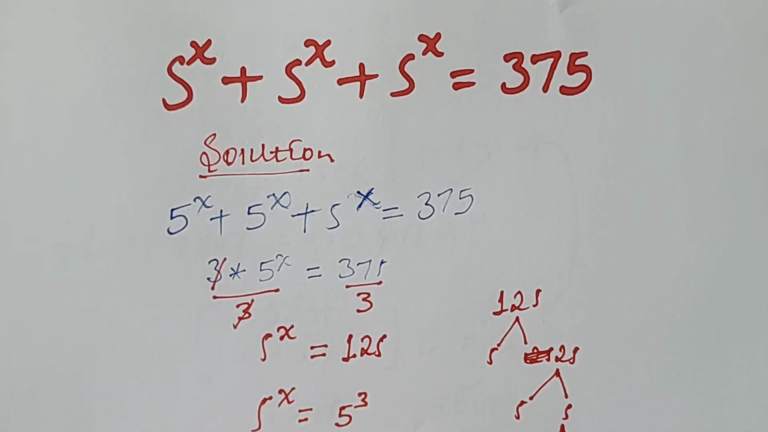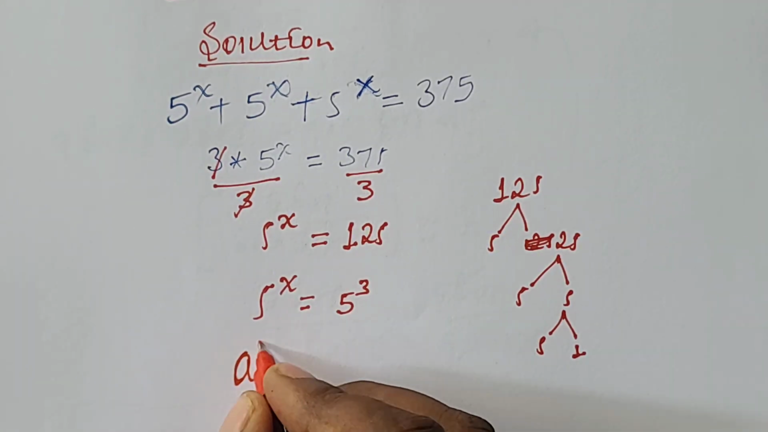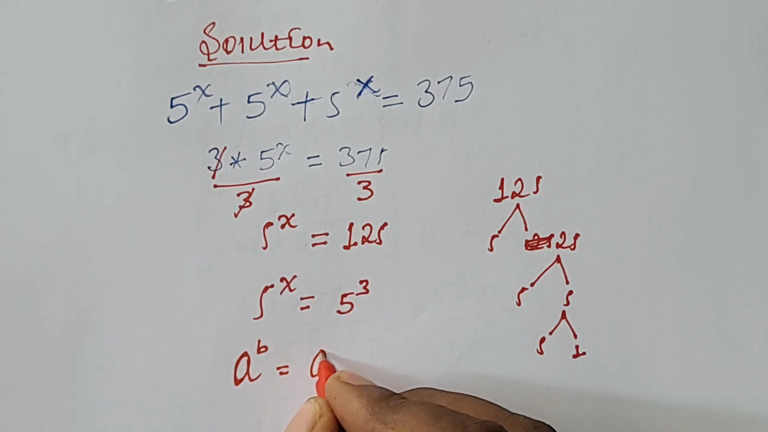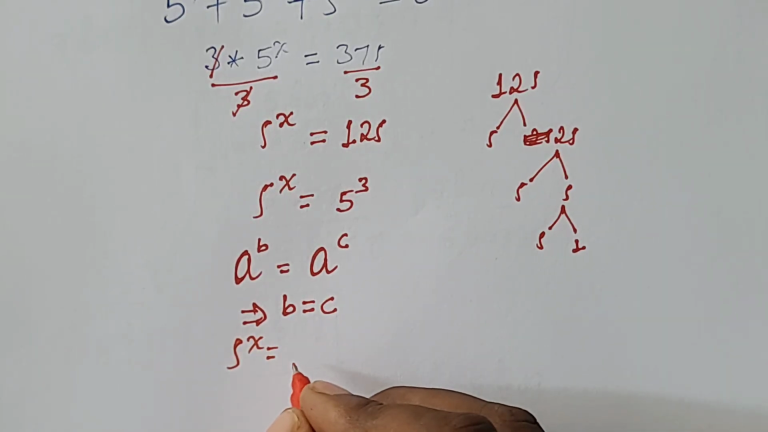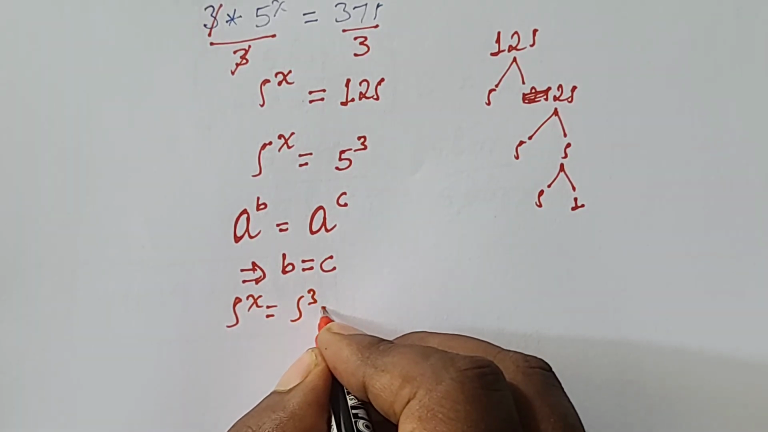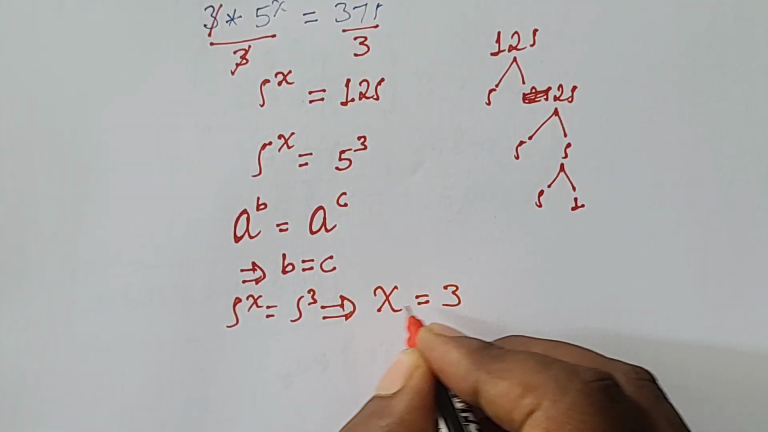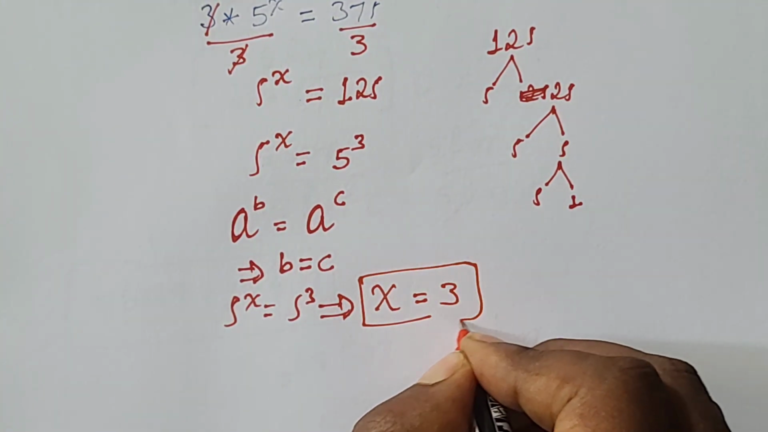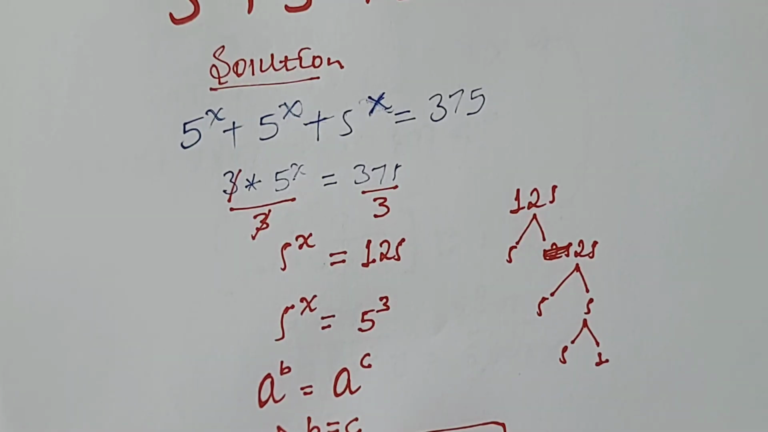Therefore, if a to the power of b equals a to the power of c, then b equals c. Therefore, 5 to the power of x equals 5 to the power of 3, which means x equals 3. Therefore, the value of x for the above exponential function is 3.